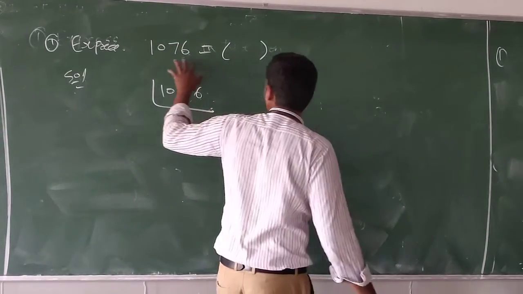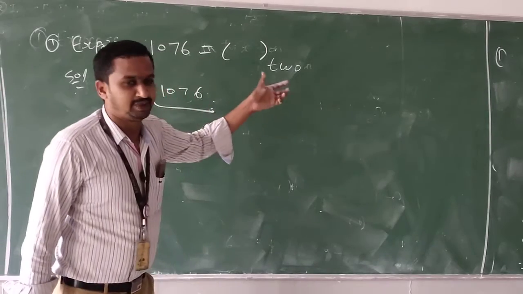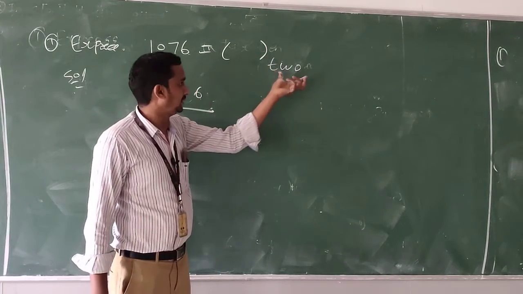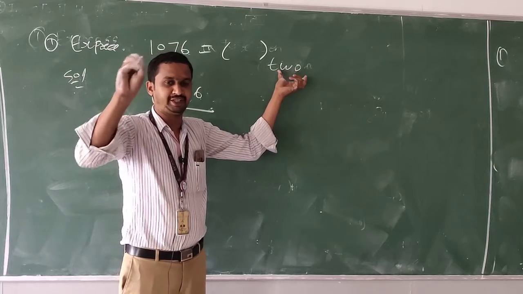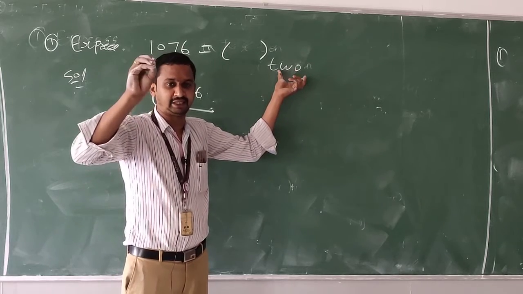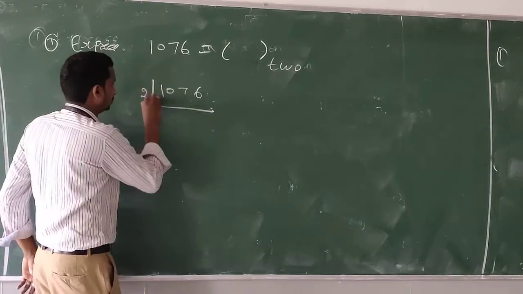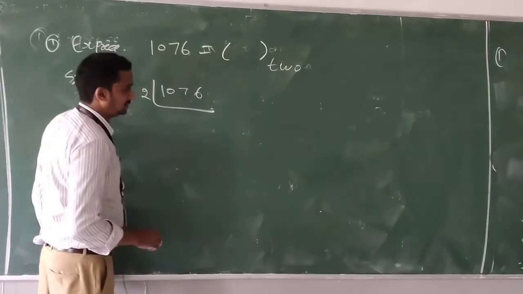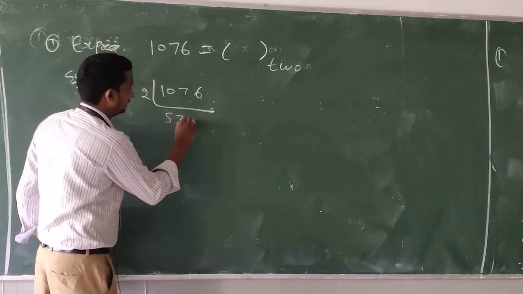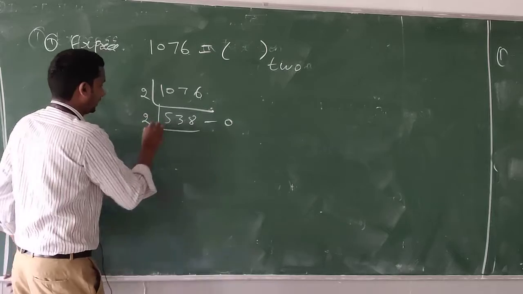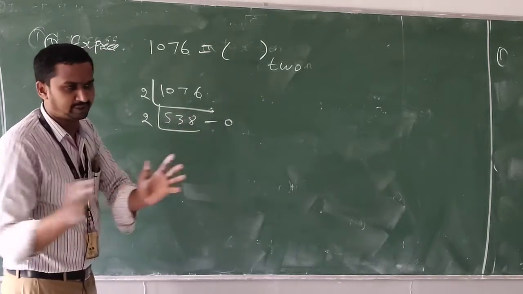Here the question is which binary conversion, base 8, 16 or 2? Here the answer is binary conversion into 2. So whichever base the problem is converted to, you divide by that value. Here it is 2, so divide by 2. So 2 into how many 2s are in 1076? 538, remainder 0. Each and every element you divide by 2.